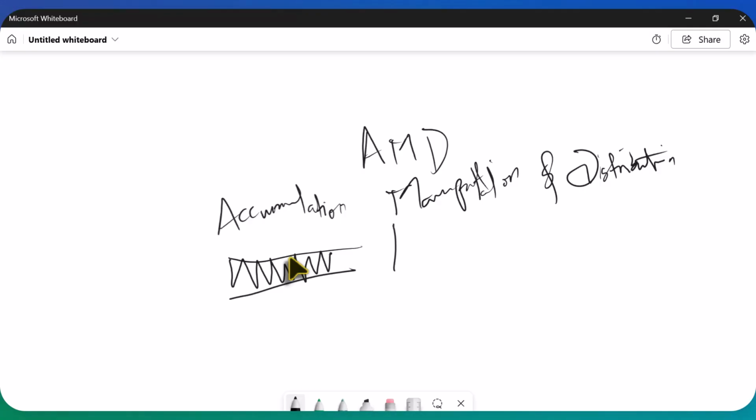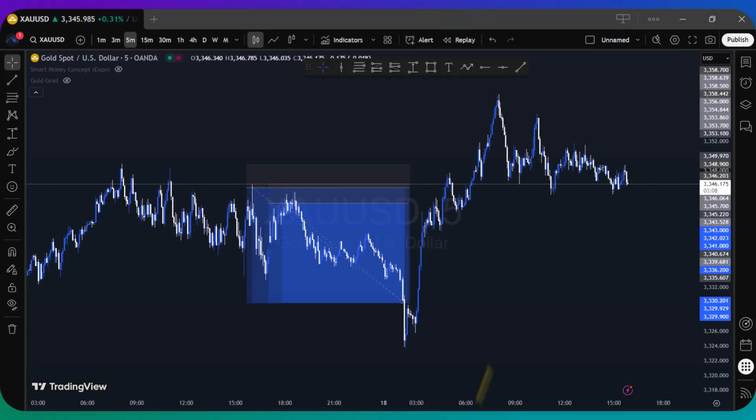Then the distribution phase is when the market, after manipulating, changes direction back to its original direction, because this was just a manipulation. This could also be the other way: price goes down, goes up. You understand the logic. So let me show you an example on the charts.